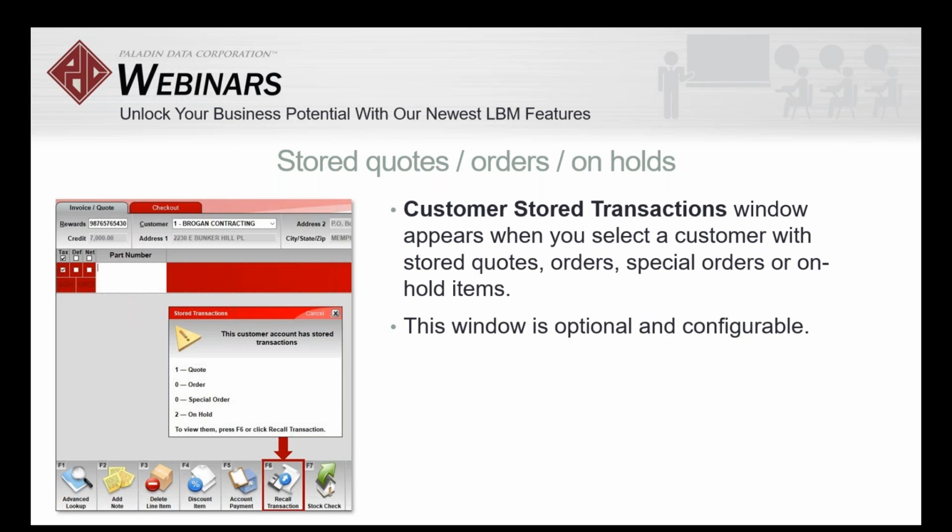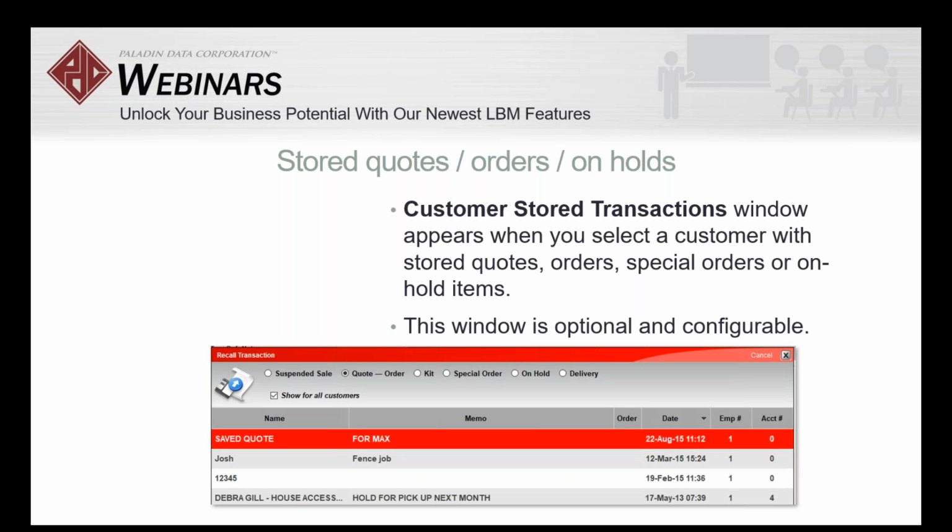So this is a window that you can turn off. If you don't like that pop-up box coming up, you can turn it off. But it really doesn't get in the way. You can just start scanning just like you would any other invoice, and it will immediately fall off the screen. But it's there to remind you that there's information already stored for this customer. If you go in to recall a transaction, it will show you the quotes, the orders, the special orders, and the on holds that are available for that customer or all customers.